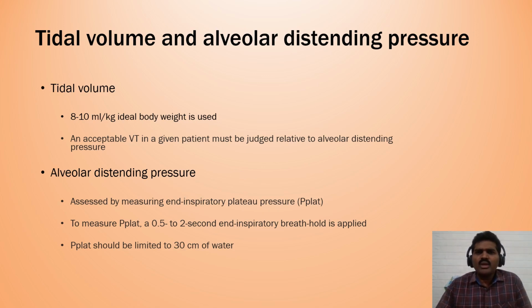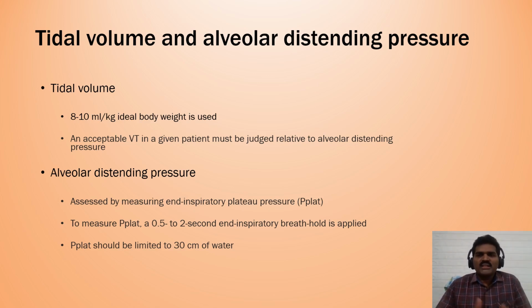Tidal volume and alveolar distending pressure. You target a tidal volume of 8 to 10 ml per kg ideal body weight. If the lungs have already been damaged, you use lower tidal volumes. 4 to 6 ml per kg of tidal volume is also enough. The acceptance of VT in a given patient must be judged relative to alveolar distending pressure.